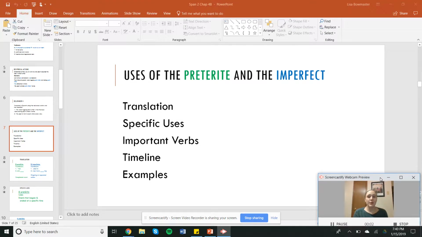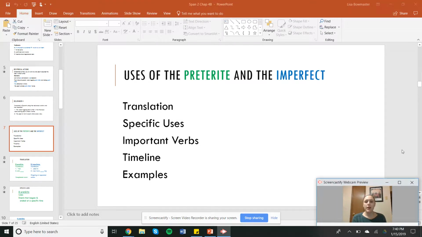Hola, talking about Preterite and Imperfect today. I'll do my best to show you what I'm doing as well as show you the notes. So please start off with 2 pieces of paper. I use computer paper. This is just scratch paper.